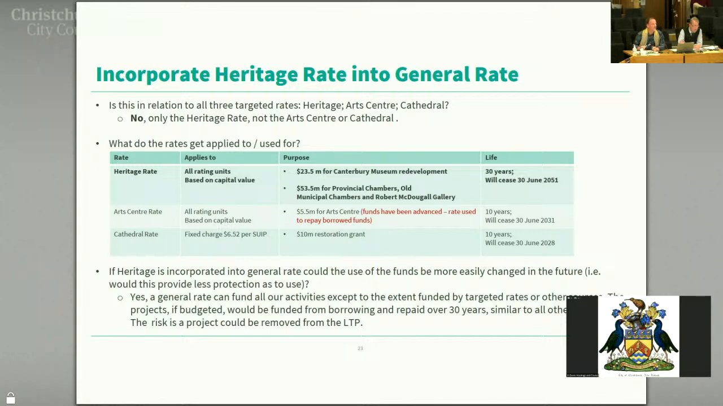All right, questions, Kelly? So currently, is the heritage rate a line item that people see in their rates? Yes, it is. So I'd support keeping that. Yeah. People like to know what they're paying for. That's exactly what I think too.